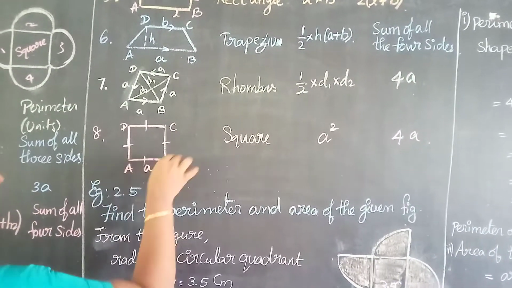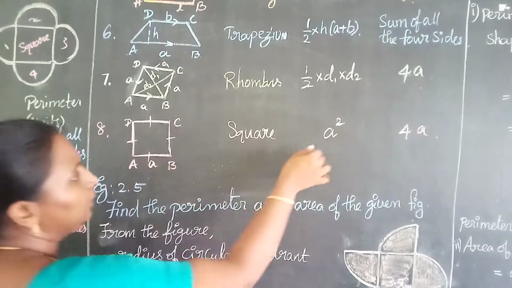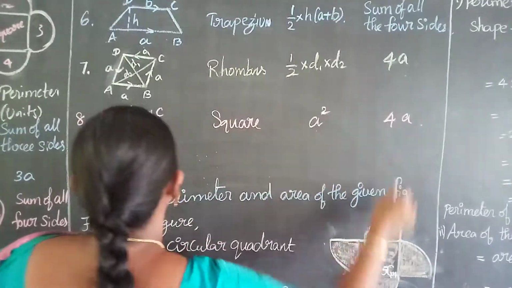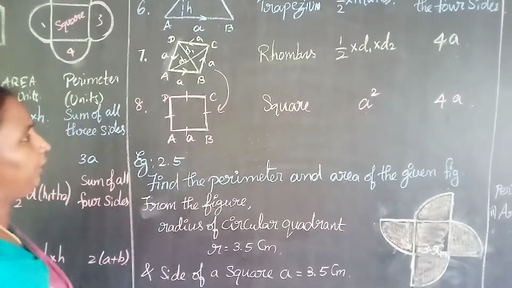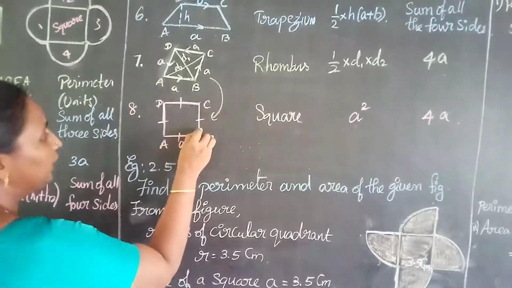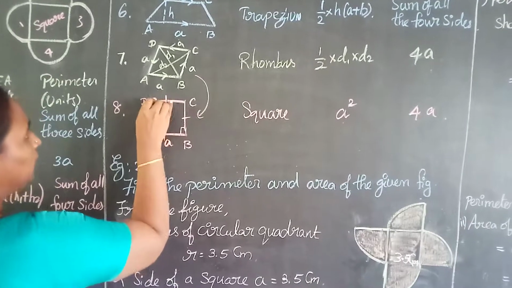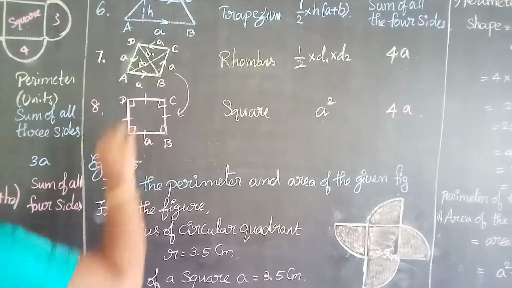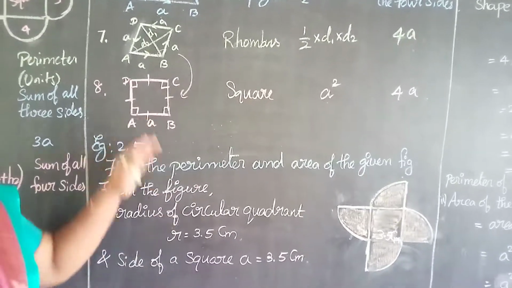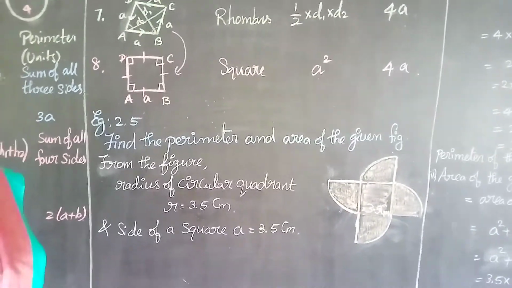Next, move on to square. So here also all the sides should be equal. So area of square is a square and perimeter of a square is 4a. So what is the difference between rhombus and square now? Each angle in a square will be 90 degrees, but in a rhombus it's not like that. Each angle is not equal to 90 degrees. That is the only difference between rhombus and square.